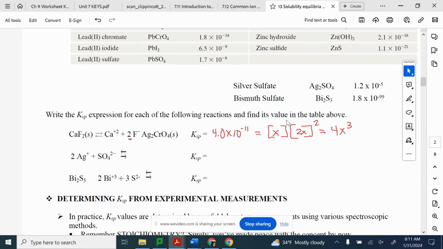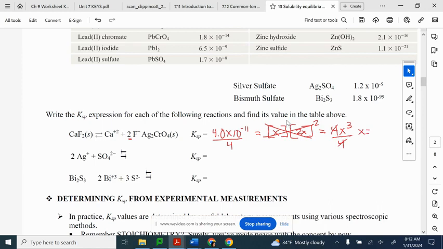Everybody good with my algebra so far? All right. So if I have this equal to this now, and I want to solve for X, I'm going to divide both sides. Remember, we've kind of combined that right here. I'm going to divide both sides by 4. My 4s go away.